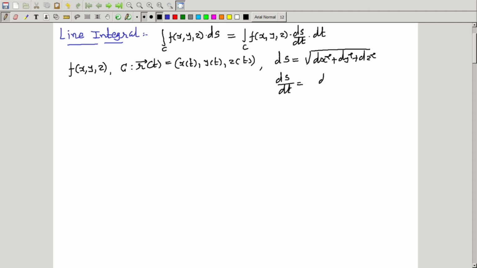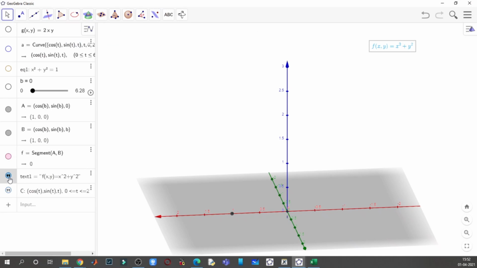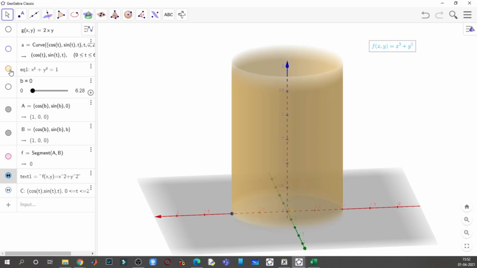Right. So what is the quantity ds by dt? This is actually derivative of x with respect to t whole square, derivative of y with respect to t whole square, derivative of z with respect to t whole square. We take the addition and then square root of this quantity. So this we have given x square plus y square equal to 1. This is the surface, right?